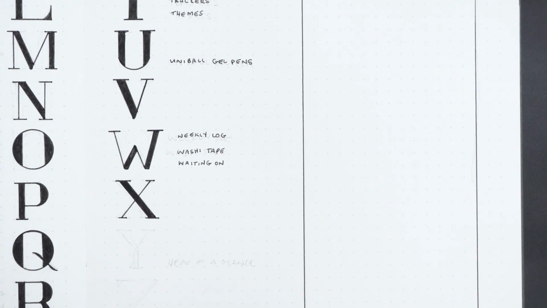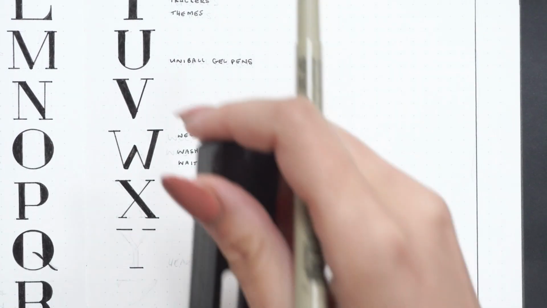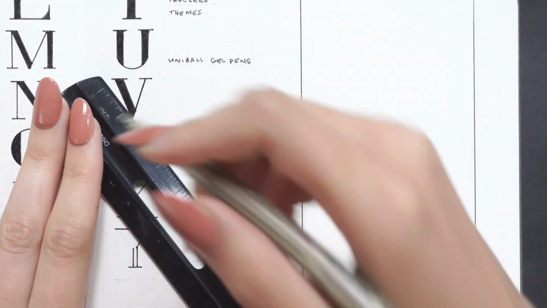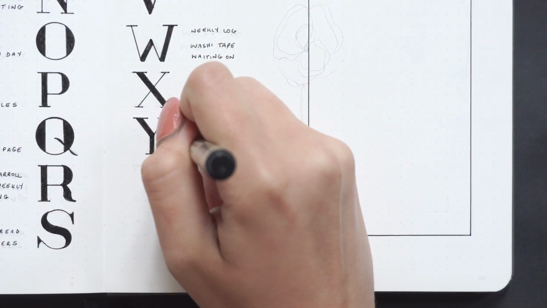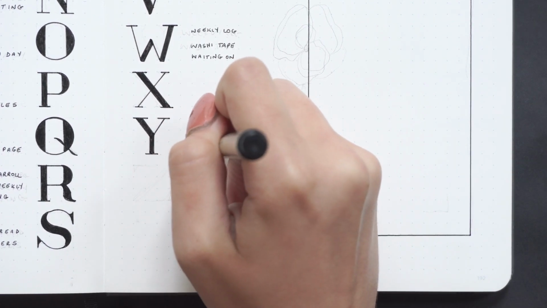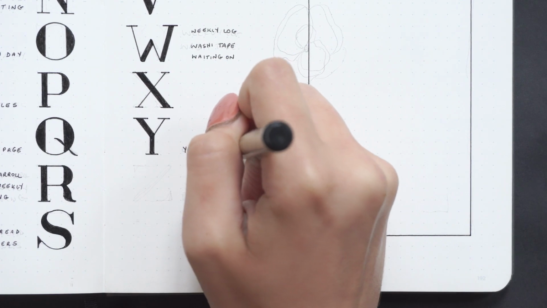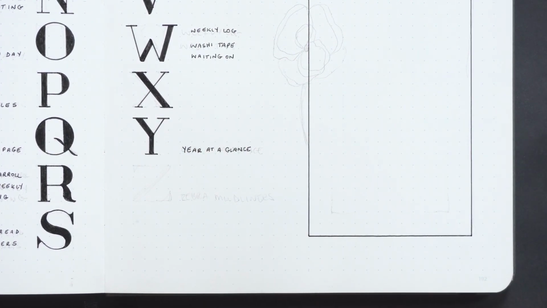For Y, I have two. I have U and year at a glance. U was a suggestion by one of my patrons, Haley. Thank you so much for the suggestion. I really love it. So what Haley said was, you put a bit of yourself in every page of your bullet journal, and I couldn't agree more. I love this. This is something I talk about a lot. A bullet journal is meant to be whatever you need it to be, and your bullet journal is going to be 100% unique to you. So I really, really love that Haley suggested this because it's so true.